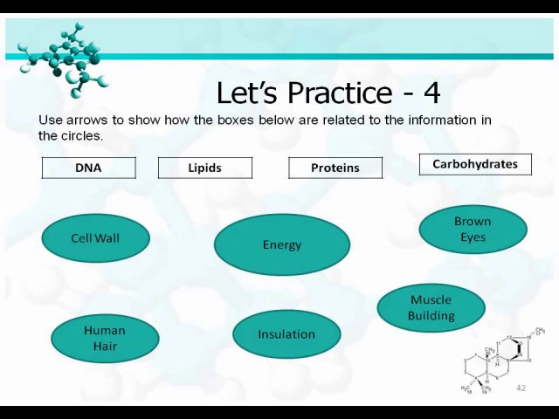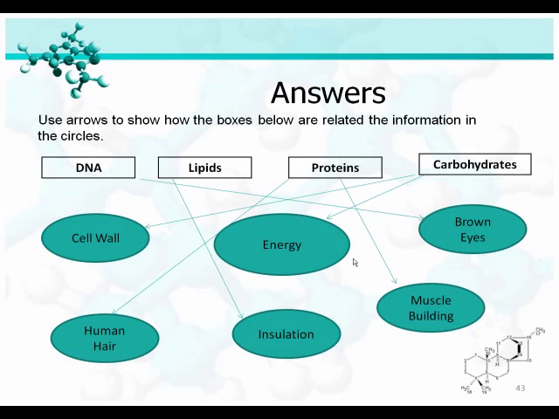Okay, here are your answers. As you can see, your cell wall is a type of carbohydrate. Human hair, protein. Energy, carbohydrate, because we get our energy source from our carbs, our carbohydrates. Insulation, lipids. Brown eyes, DNA. Muscle building, protein.